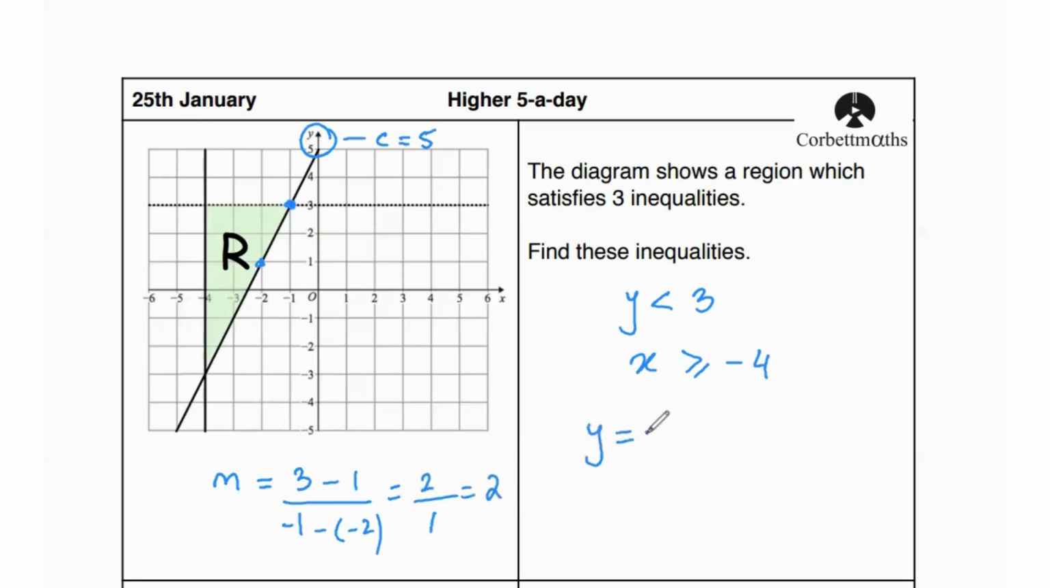So y equals mx plus c, which is the slope-intercept form for an equation of a line. Replace m with 2 and c with 5. So now let's rewrite this as an inequality. As you can see, the shaded region shows the values of y increasing once again. So y is going to be greater than or equal to 2x plus 5. These are your inequalities for this graph.